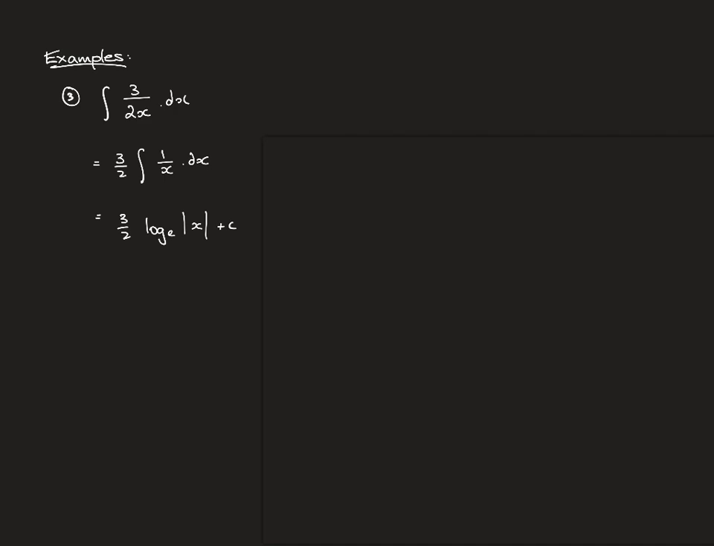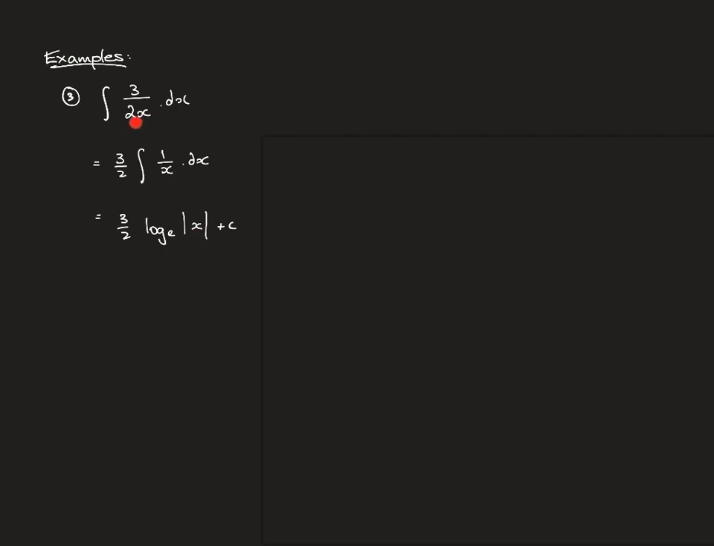Okay, so in this example we've got a function, but this is not the derivative. But if we take 3 over 2 out as a common factor, what we're left with is 1 over x, and this is the derivative of this. So the derivative of x is 1. So this is f dashed of x over x. And so our answer becomes 3 on 2 times log of our original function.